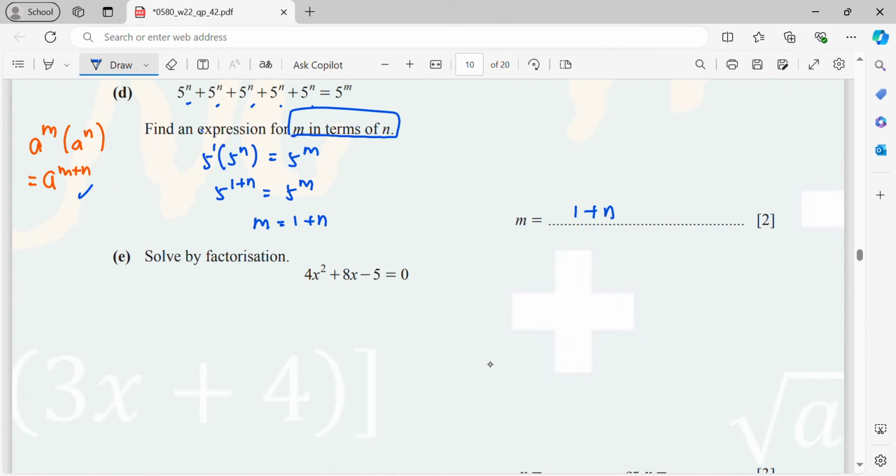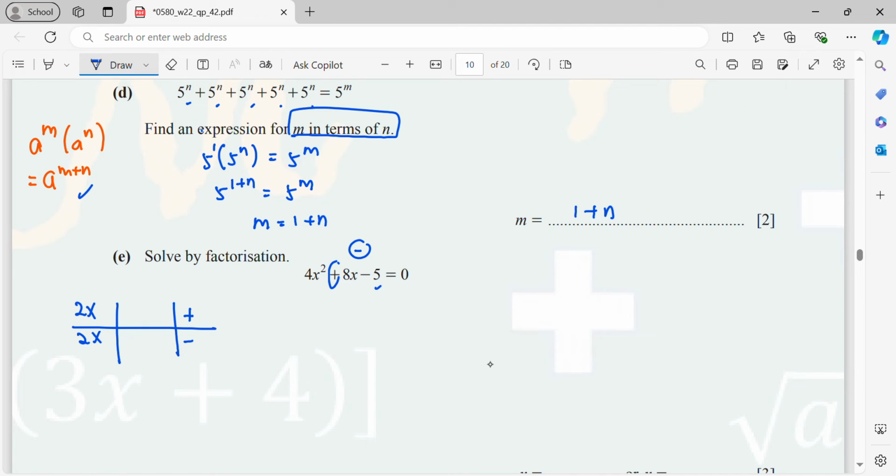Okay, E, solve by factorization. So 4x squared plus 8x minus 5 equals to 0. You can just factorize using this method. 4x squared is 2x times 2x. And then the plus times minus, it will be minus. So here means 1 plus and 1 minus.